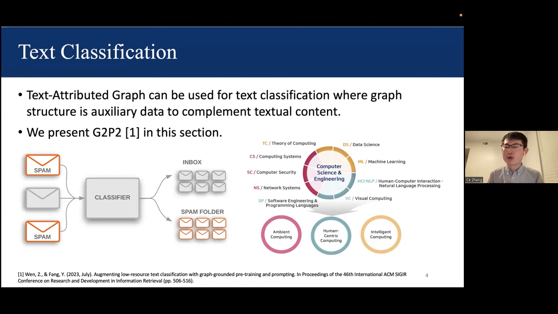So specifically, we want to use text-attributed graph in this section to do text classification. But what's the advantage of text-attributed graph? The advantage is that we have one more graph structure in addition to text. And graph structure here is the auxiliary data to complement textual content, because usually connected documents tend to have similar semantics. And we want to use graph structure to bring those connected documents closer so that they tend to be classified into the same category. And in this section, we present a model called G2P2. And this paper is published in SIGIR 2023.